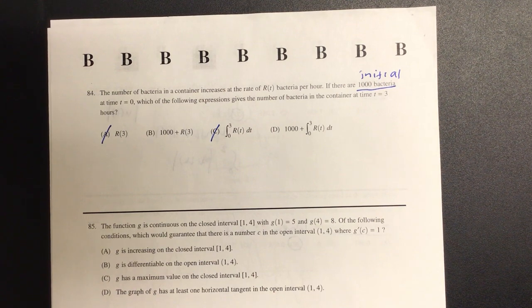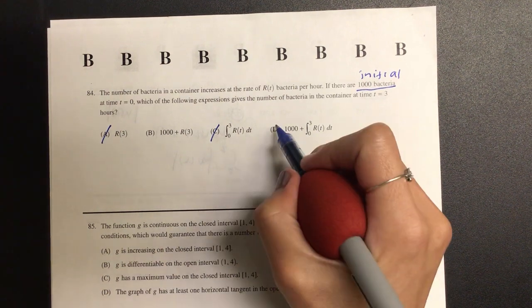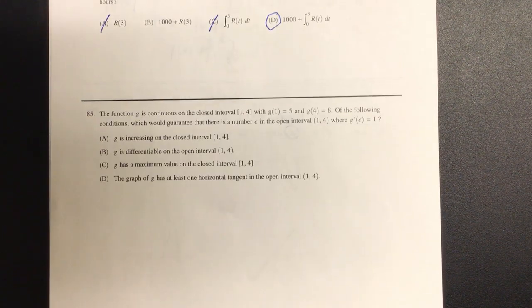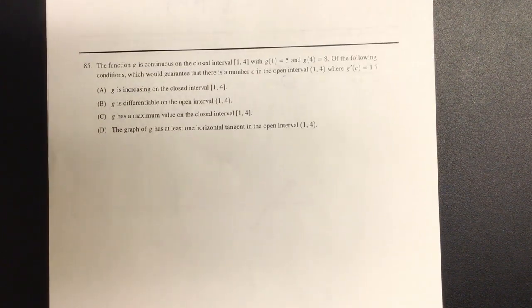And if R of t is the rate, to find the total bacteria we're going to need to integrate. Then between E and D, which one has the integral? Done. It is a freebie. Do not miss this question. Okay. If you think about it, just because we're on 84, 85 does not mean it's hard. Okay?